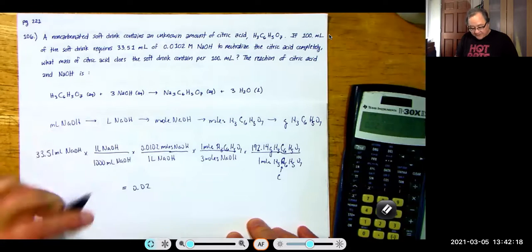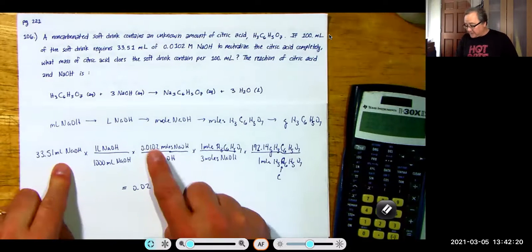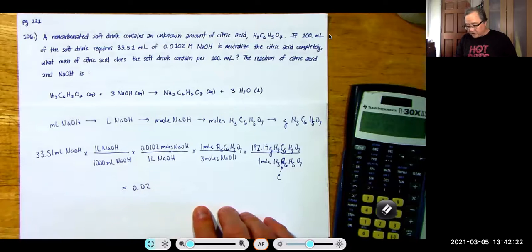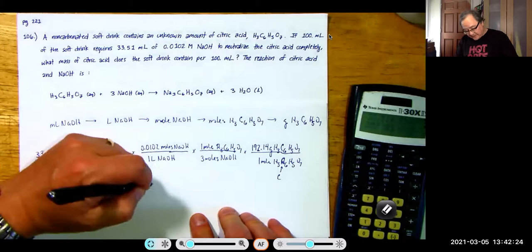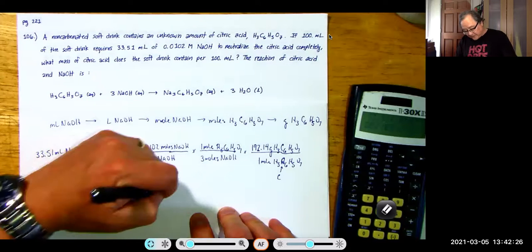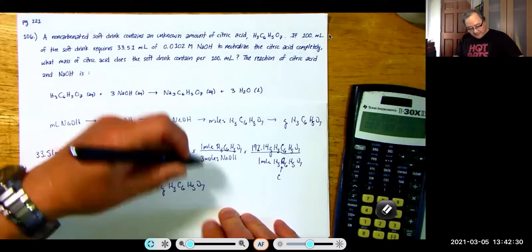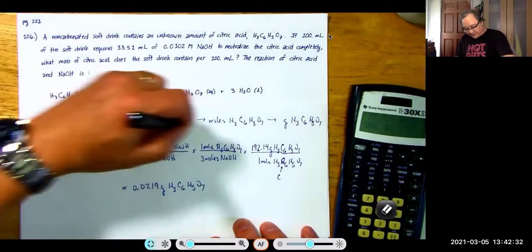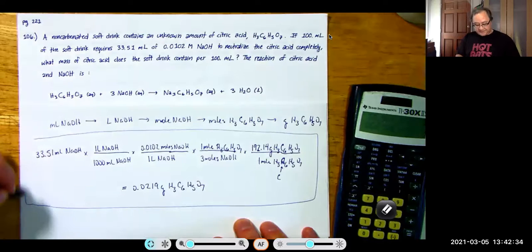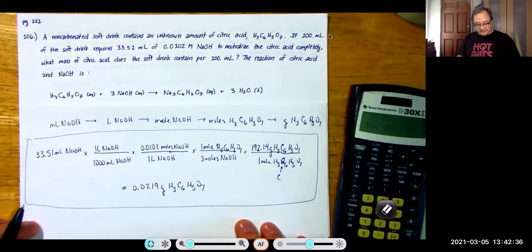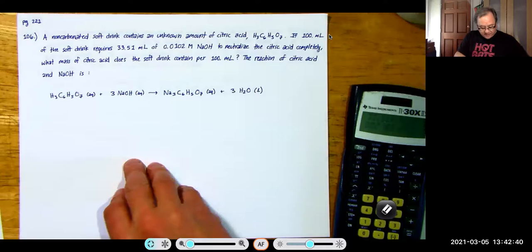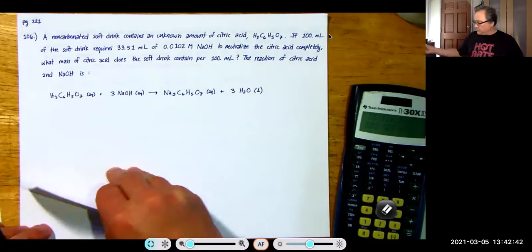Now we get 3 significant figures from this number right here. So 0.0219 grams of citric acid. And this is the kind of work we'd expect to see for a problem like this. Okay, so we're done with that one. We're going to move along.